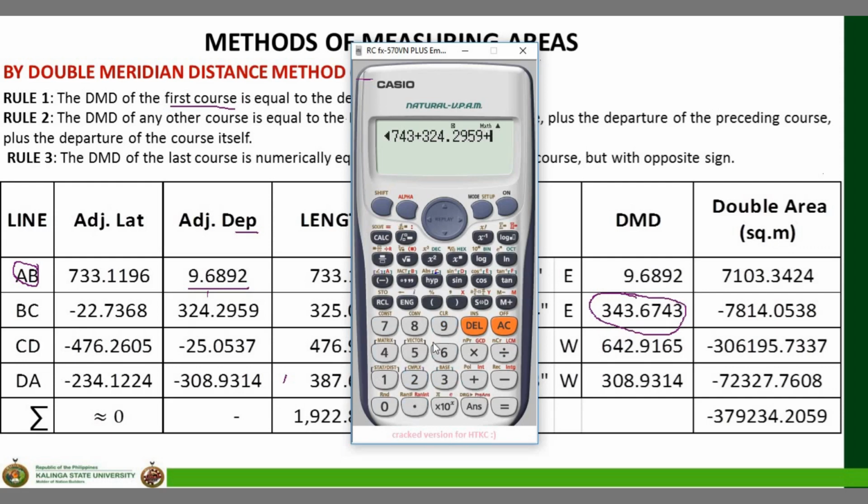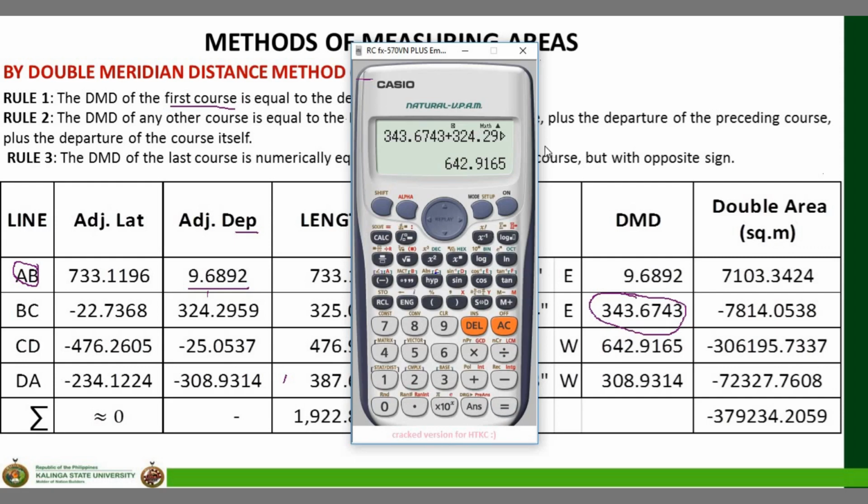324.2959 plus the departure of the course. Ang departure ni CD ay negative. So, that is negative 25.0537. That is equal to 642.9165. Okay?